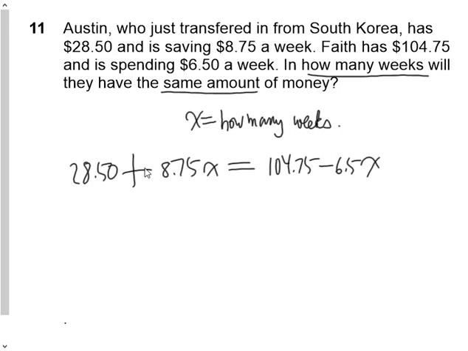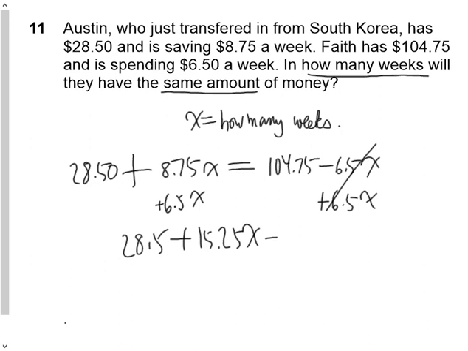So when you solve this, the easiest way to do it again is to get rid of the variable on the side that has the least amount, excuse me. So adding: 28.5, I'll get rid of the insignificant 0 because it's not necessary in the equation, plus 15.25x will equal 104.75.